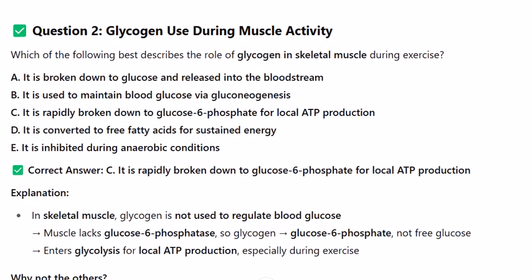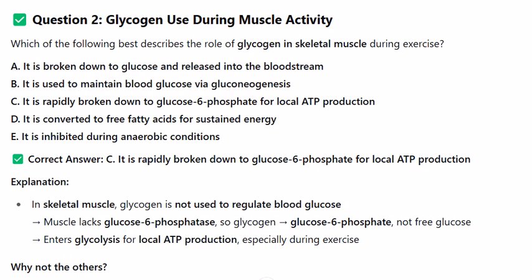Question 2. Glycogen use during muscle activity. Which of the following best describes the role of glycogen in skeletal muscle during exercise? A. It is broken down to glucose and released into the bloodstream. B. It is used to maintain blood glucose via gluconeogenesis.